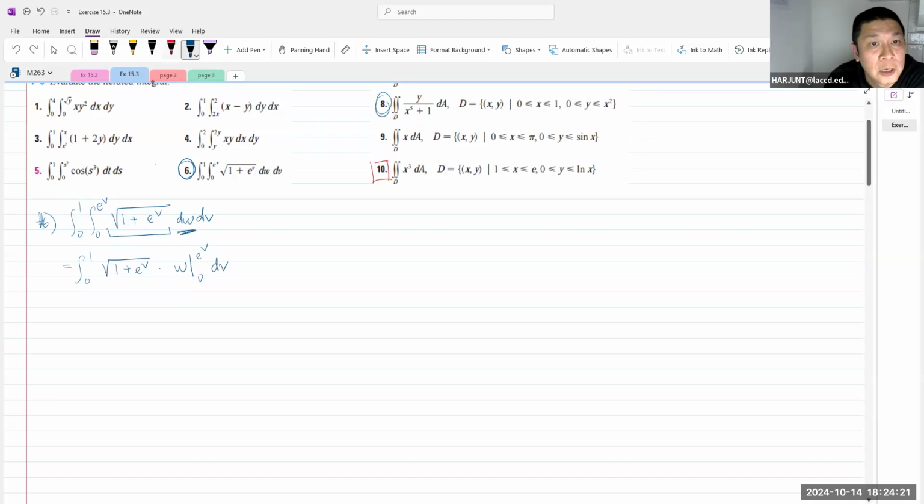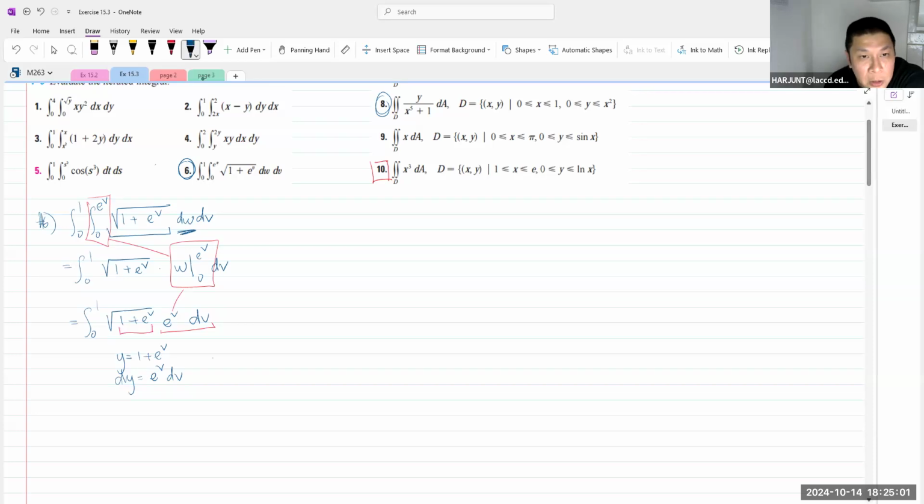Let me mark with a different color. This will be e to the v. Oh, I thought that was on the harder side, but it's actually on the easier side, dv. Now this is when I need to do substitution. Let's say I use y equals 1 plus e to the v, so dy equals e to the v dv. So now this is my dy, right? This will be my y.